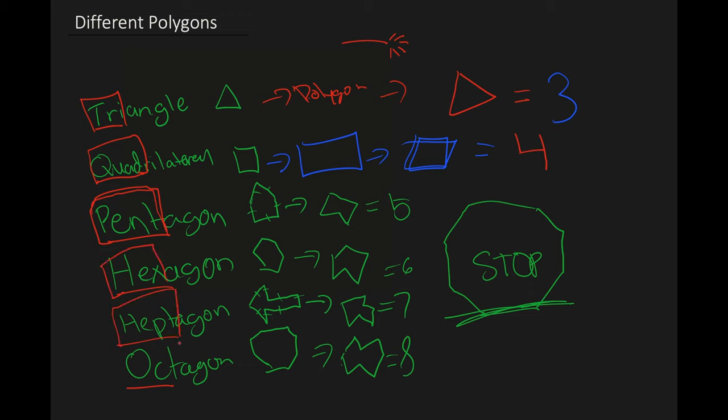Hept means seven, and oct means eight. Now if you doubt me, you can see the tri. And for information, bi also means two, like bicycle, right? You probably heard that term. Maybe tricycle you might not have heard of, but I'm sure you've heard of an octopus.